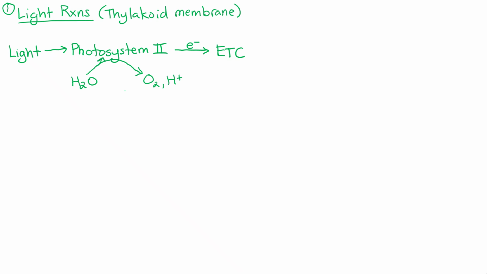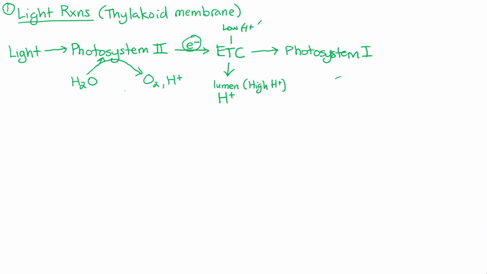Now the electrons are very high energy at this part of our process, and so the electrons move through the electron transport chain to arrive at photosystem 1. When they get there, they have lost all of that high energy from the sunlight. That energy, though, is then used to move hydrogen into the lumen, which would contain high amounts of hydrogen ions. And this one has low hydrogen ions in the stroma.